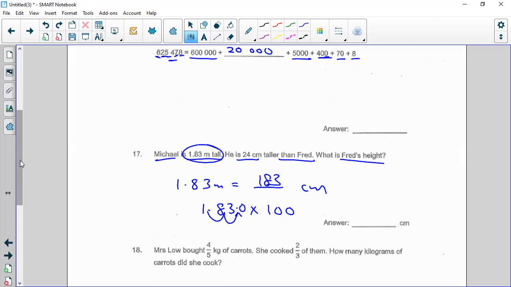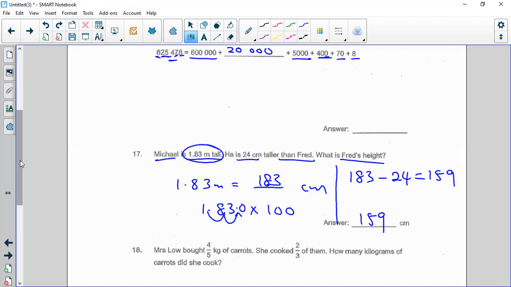So Michael is 183 cm tall. Which means that you must take 183 minus 24 because Fred is shorter. And if Fred is shorter, then you have to minus. So 183 minus 24. And if you work out correctly, your answer will be 159 cm. Okay, I just put 183 minus 24.